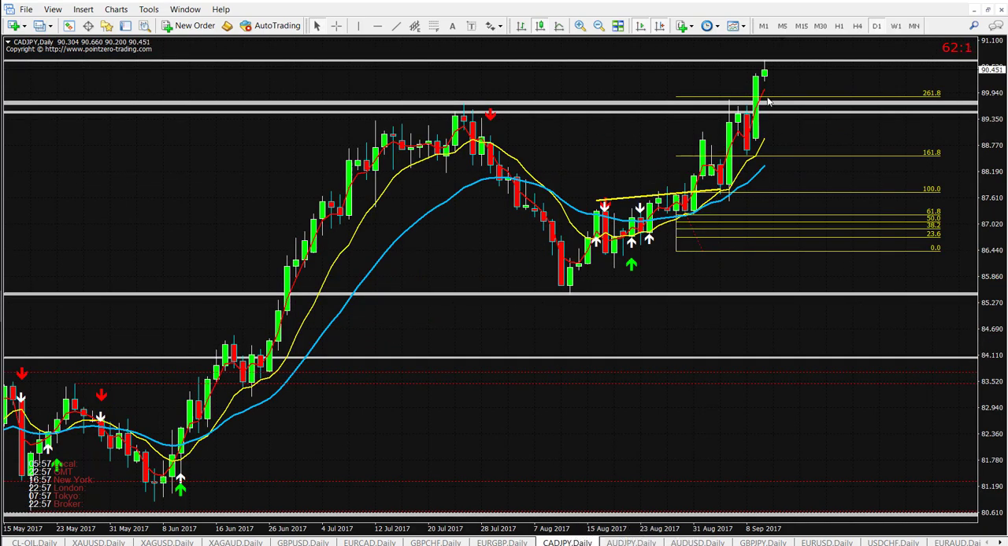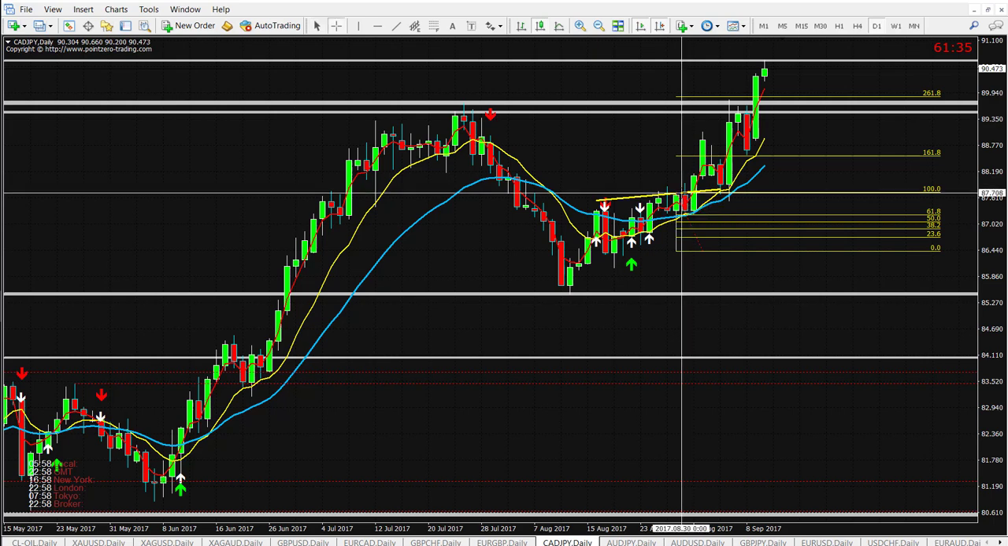AUDJPY is the same. It broke through, and it seems that it's never gonna look back. I had this small resistance line here and this big pin bar. That was a signal for me. I had a small position in this, but when this market moved back, I got a stop out. I moved my stop loss to break even, but yeah, it just took me out.